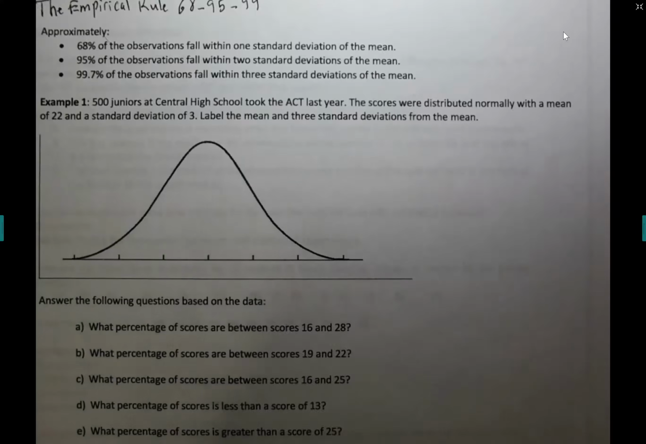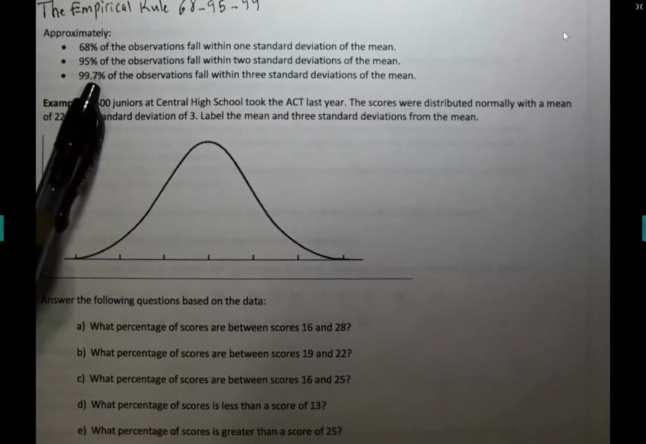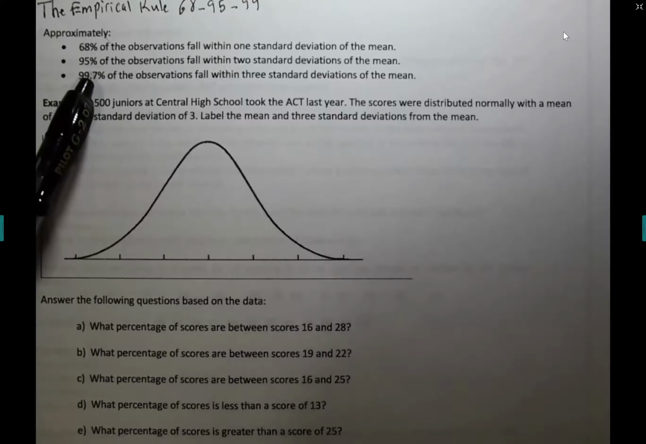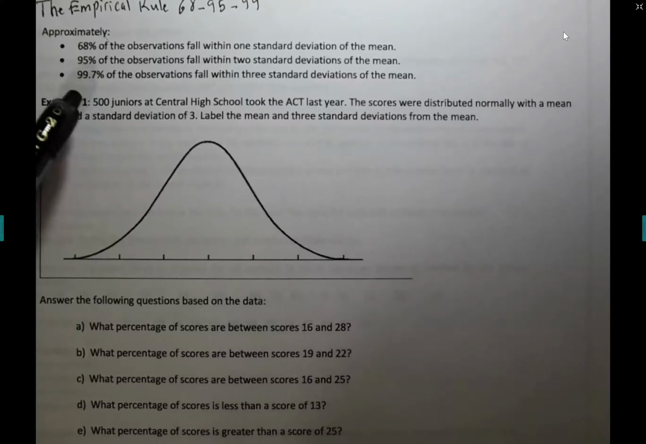Approximately 68% of the observations fall within one standard deviation of the mean, 95% of the observations fall within 2 standard deviations of the mean, and 99.7% of the observations fall within 3 standard deviations of the mean. And as I asked you guys what happened to the 0.3%, one of you said these are the outliers, and I 100% agree with this.